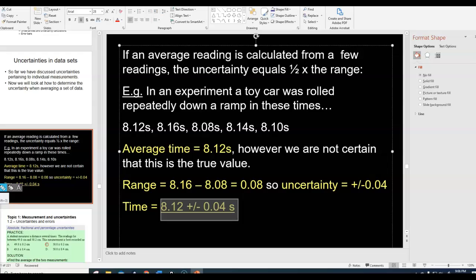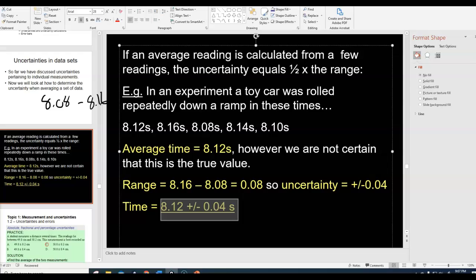Notice, by the way, that when I write down 8.12 plus or minus 0.04 seconds, what I'm saying is that the actual value is somewhere between 8.08, that's if I subtract 0.04, and 8.16, which is what I would get if I added 0.04 to 8.12. So is that consistent with my data? Are all of my data points between those two numbers? Yes. And so the half-range method allows you to find the uncertainty in an average value.